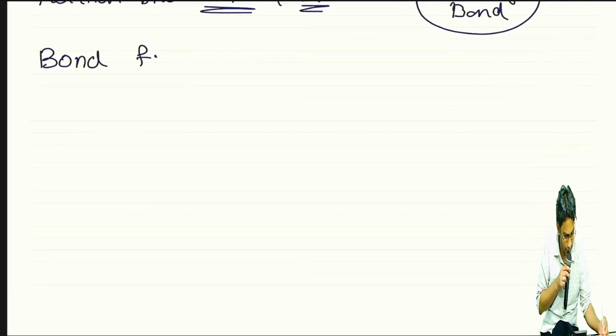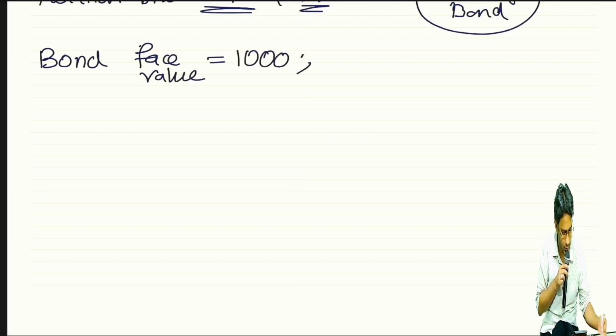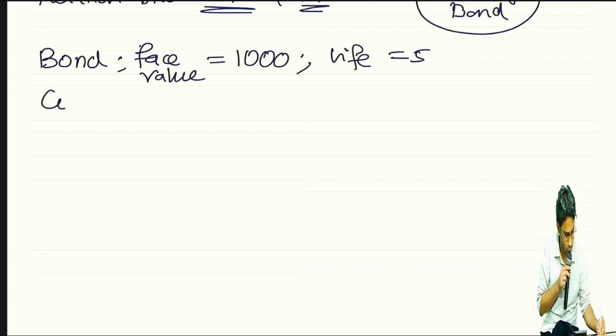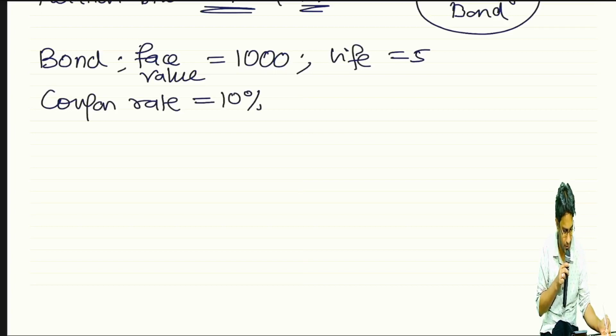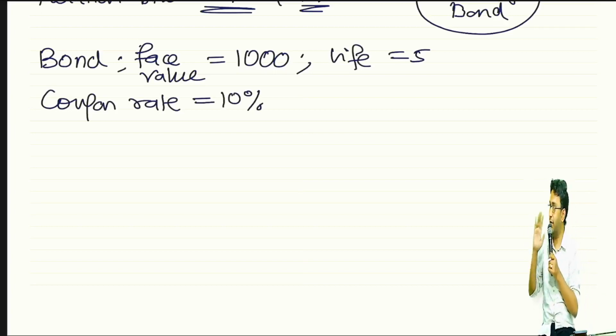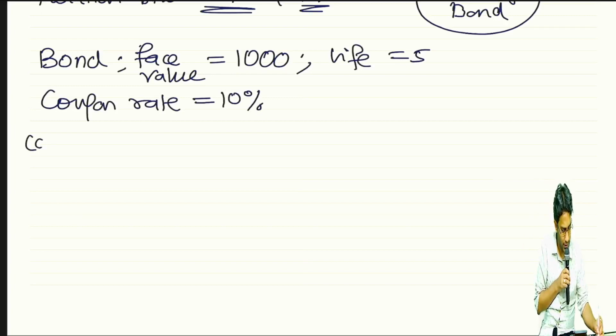The bond's face value, or par value, or nominal value, has been taken as 1000. The life is 5 years. The coupon rate is 10%. These bond characteristics are fixed. Now there are 3 cases he is taking.